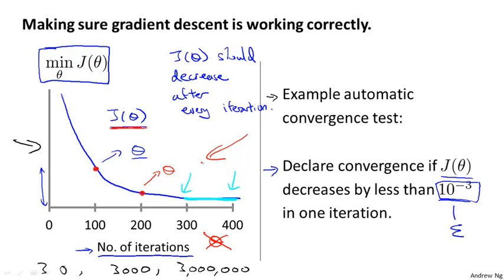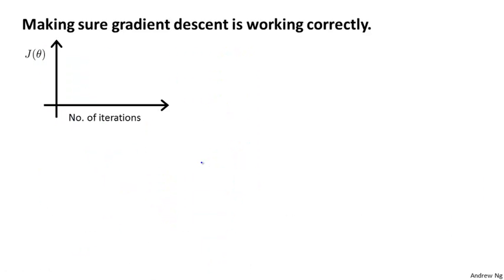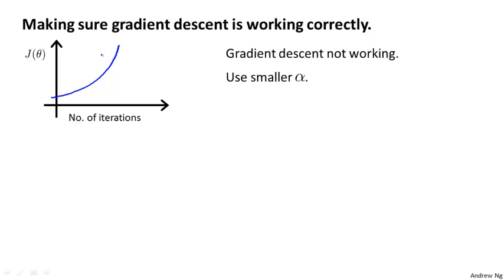Looking at this sort of figure can also give you an advance warning if maybe gradient descent is not working correctly. Concretely, if you plot J of theta as a function of the number of iterations, and you see a figure like this where J of theta is actually increasing, then that gives you a clear sign that gradient descent is not working. And a figure like this usually means that you should be using a smaller learning rate alpha.